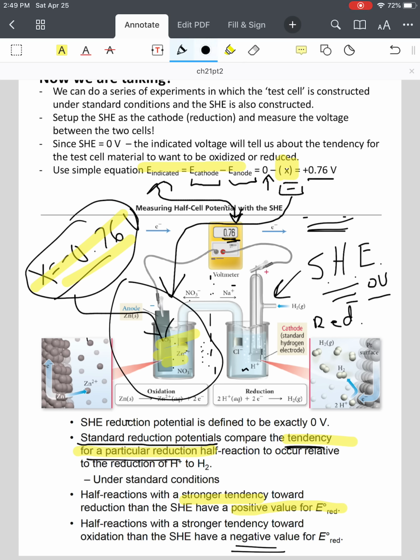However, a half reaction that has a tendency towards oxidation compared to hydrogen will have a negative value. And that's what we have here, right? Because we have a negative value for our reduction potential for the zinc. So chemically, what that tells me right away is that hydrogen, H plus, hydrogen ion, tends to want to be reduced more than zinc because of that negative sign, all right? And this is kind of the power of this.